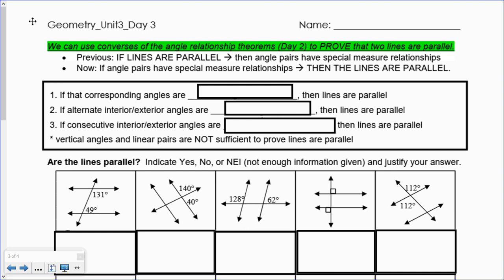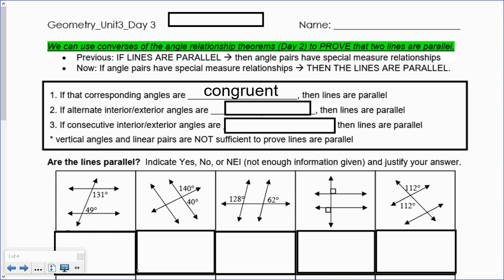If we have corresponding angles, if we look at our picture and I see corresponding angles, what needs to be true about them for the lines to be parallel? They're congruent. So if you see corresponding angles, and you know that they're congruent, then the lines are parallel. That's the reverse of last time. Last time it was they were parallel, therefore they're congruent. Now it's if they're congruent, then they're parallel. Converse.